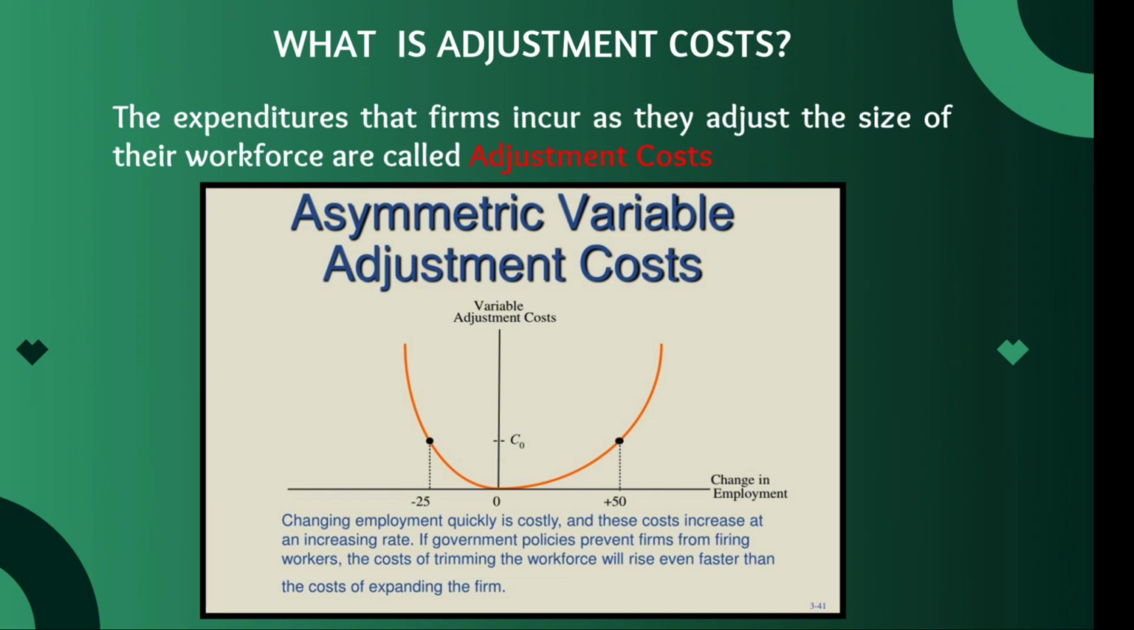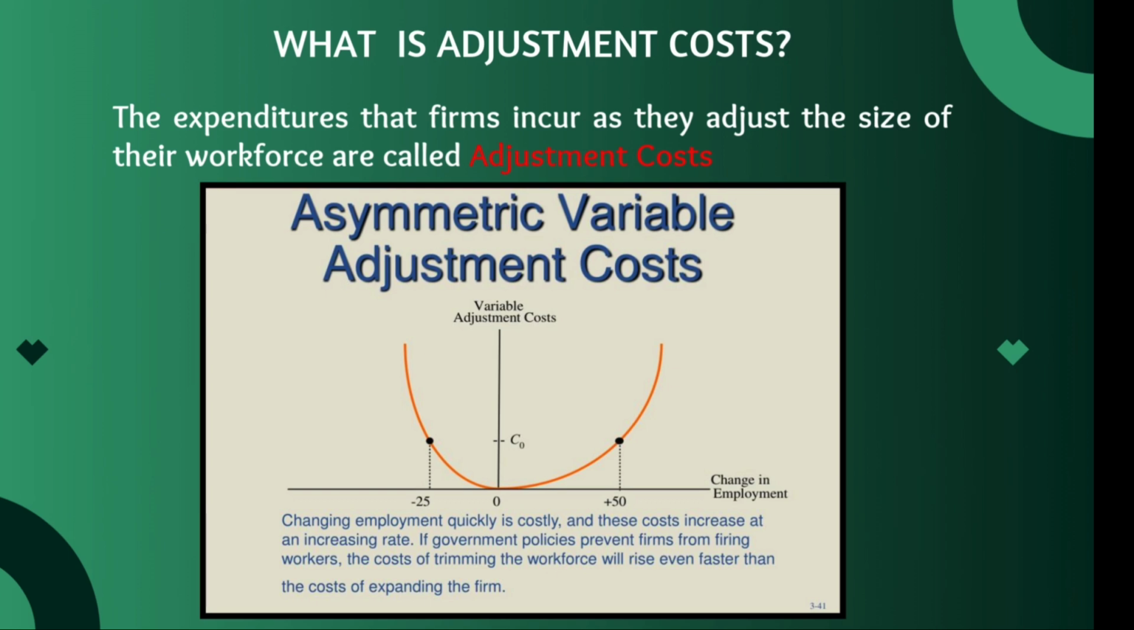It costs the firm a certain amount of dollars to hire an additional 50 workers. It costs the same to fire 25 workers. So it is more costly to fire workers than to hire. This asymmetry might arise because of government policy that mandates employers to provide severance pay for workers who are laid off.